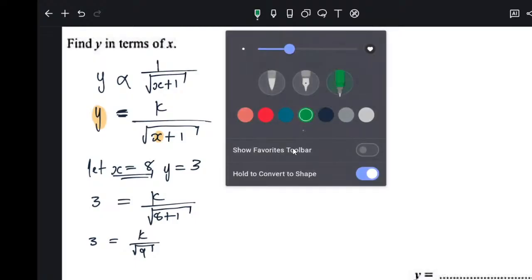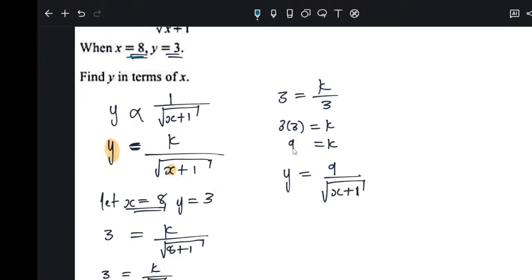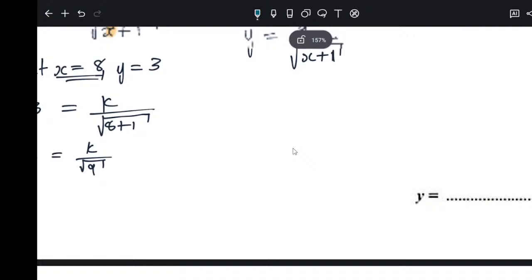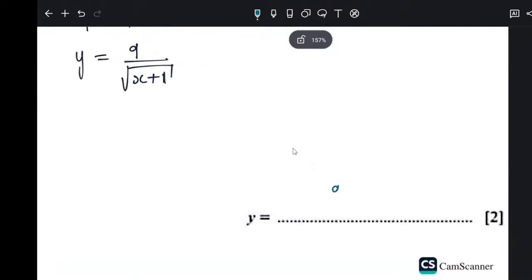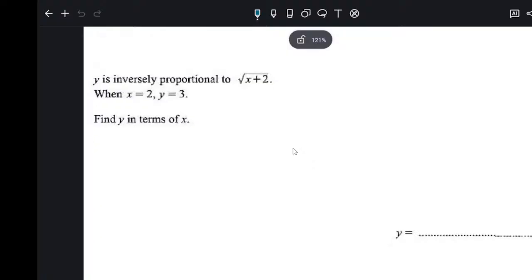Now the next step you do is you now come here. They said find Y in terms of X, so you're done. You've already found it. This is your final solution. 9 over the square root of X plus 1. Then you get your marks. So easy, because they only wanted that. Now we come to here.